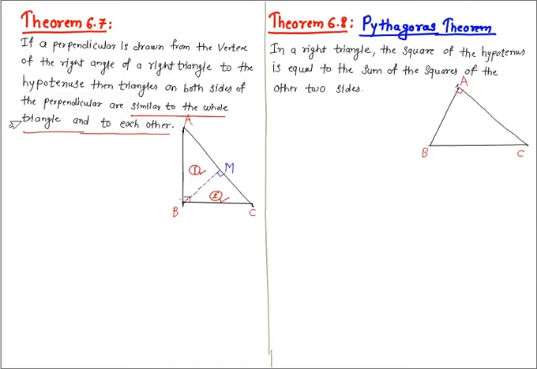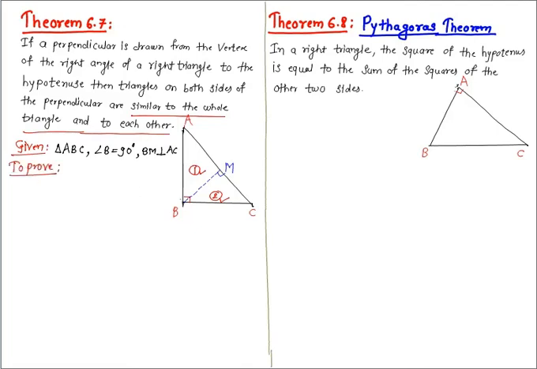Let's write down what is given. A triangle ABC, which is a right angle triangle. So angle B is equal to 90 degree. And BM is perpendicular to AC. This is given. And what is to prove?